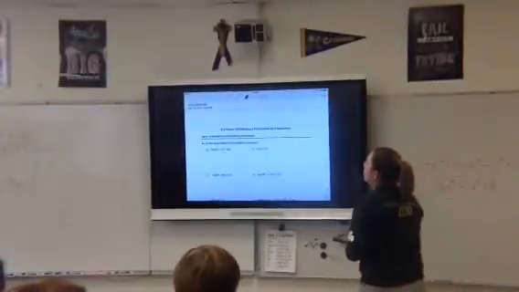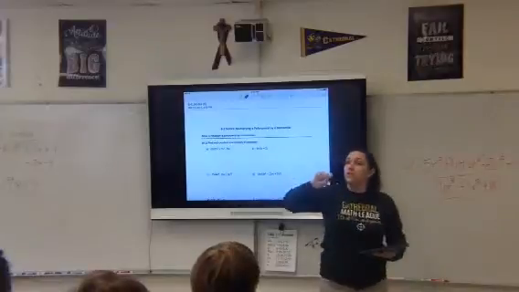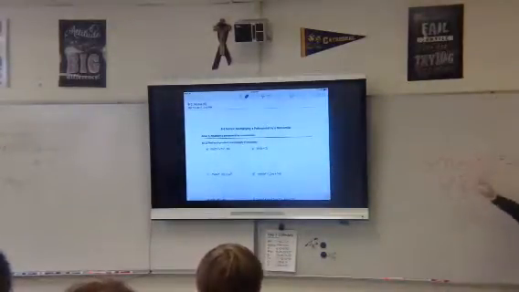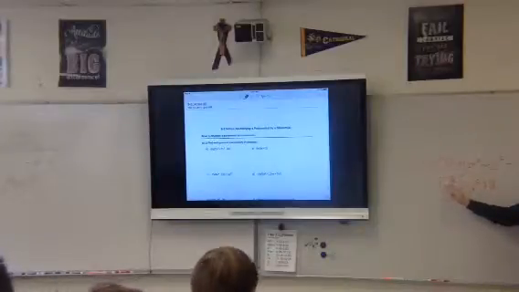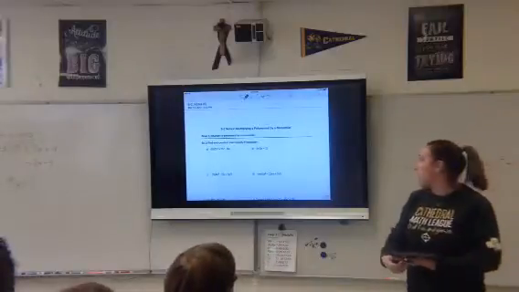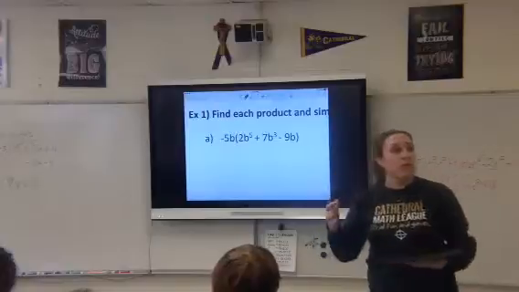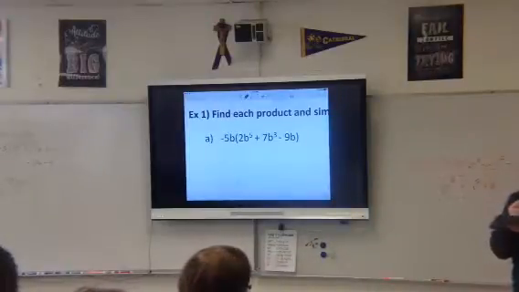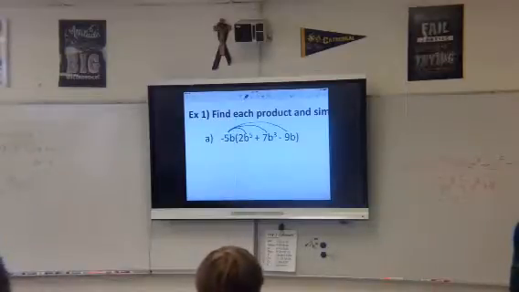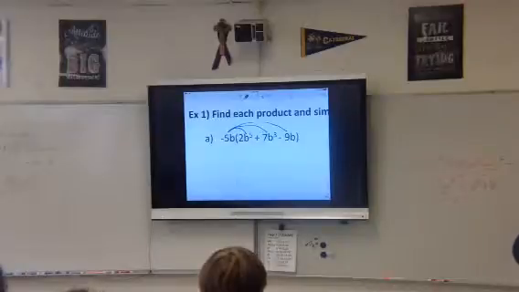Working on 8-2, and what we're going to be working on today is some multiplying, okay? One of the things we talked about a little bit ago was that, remember, on addition and subtraction, we don't change the exponent, right? The exponent stays, so if it's r to the third, it stays as r to the third, combine like terms, okay? Now, on example number 1, we're going to distribute the negative 5b through to all 3 parts, okay?